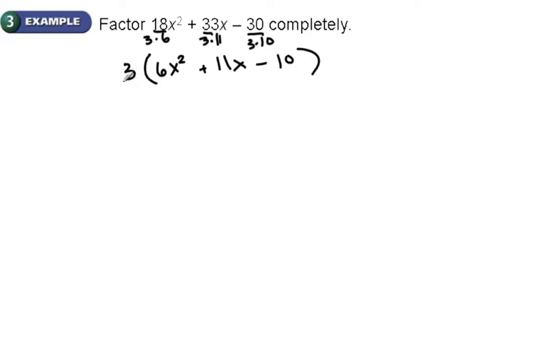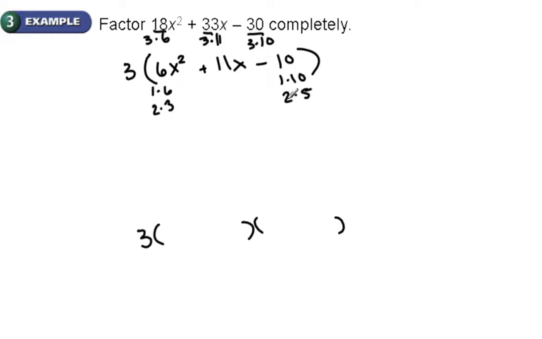We're going to ignore the 3 for just a minute, okay? We're going to bring it back at the very end. We're going to have 3 times something, right? Okay, so 6x squared is either going to be 1 and 6 or 2 and 3. 10 would be 1 and 10 or 2 and 5. 1 times 1 is 1. 6 times 10 is 60. That's not working. 1 times 10 is 10. 6 times 1 is 6. And that would be 10 minus 6 because of that. So that would be 4, so that doesn't work.